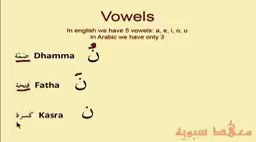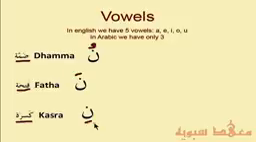Finally, we have the kasra. With the kasra, it's similar to a fatha, but it's written on the bottom of the letter. And it has an e sound. So that would be pronounced as ni. You can watch this video to listen to the letters of the alphabet being pronounced with a kasra.